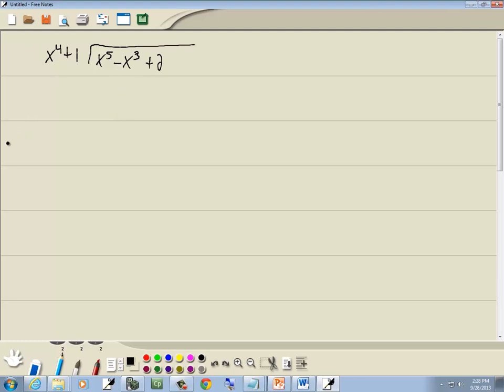So we're going to rewrite this as x to the fourth. We're missing the x to the third, so I'll put a 0x to the third. We're missing the x squared, so I'll put a 0x squared. We're missing the x, so I'll put a 0x plus 1.